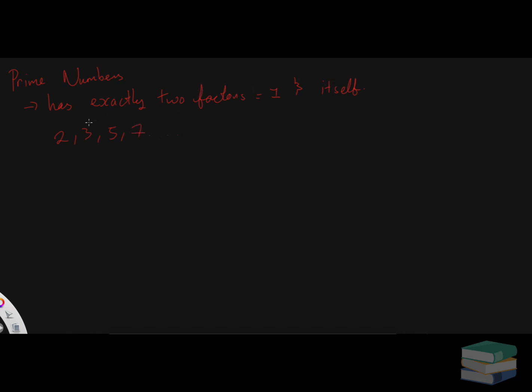So you just have to look at the factors. For example, the factors of 2 would be 1 and 2, and from the definition, prime numbers have exactly 2 factors, 1 and itself. So 1 could go into 2 and 2 could go into 2. Alright, so 3, only 1 could divide into 3 and 3 could divide into 3. 5, only 1 and 5. And well, this goes on.